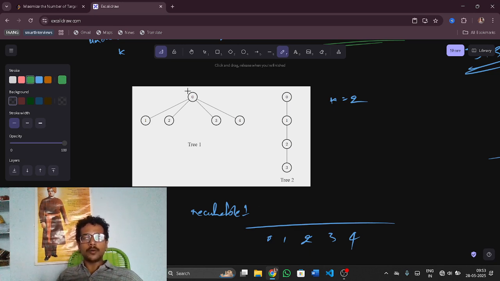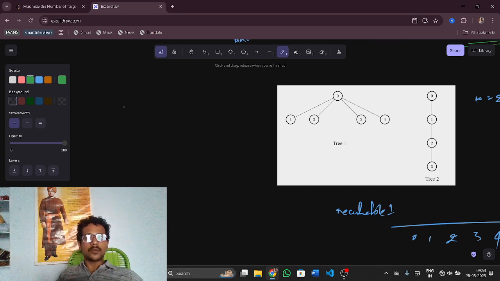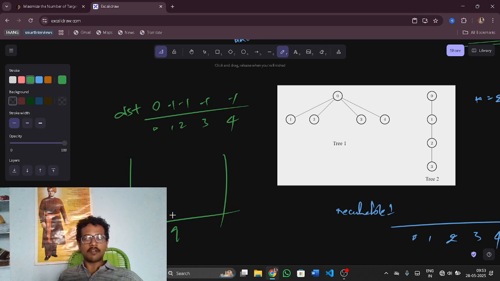Now for node 0 it will be calling with, let us take a distance vector here. The distance vector will have entries for 0, 1, 2, 3, 4, and for 0 it will have a distance of 0. Everything else will be minus 1, minus 1, minus 1. Here we will have a q, with 0 pushed back. Now 0's neighbors are 1, 2, 3, 4. Node 1 has a distance of minus 1.